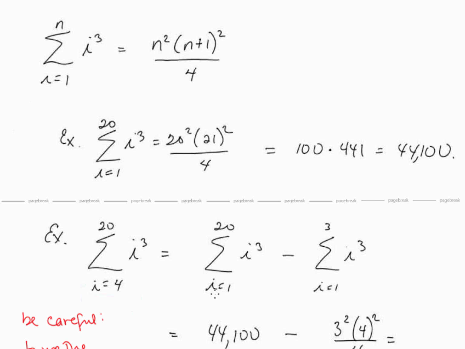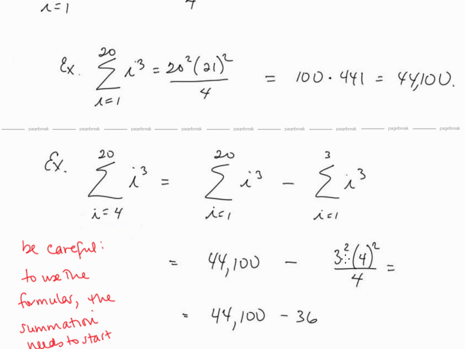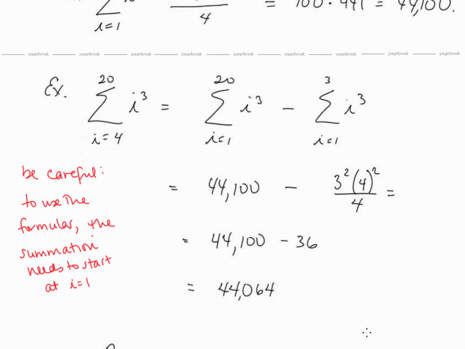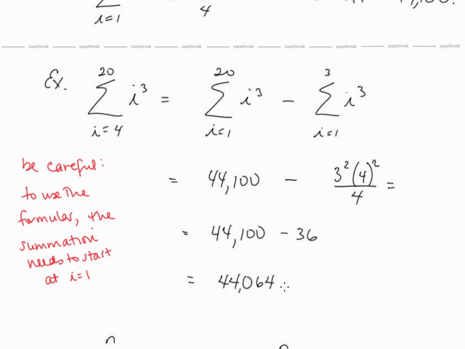And this way we can use the formula here with n equal to 20. We can use the formula here with n equal to 3, and then we can subtract. So we made this computation, i going from 1 to 20 of i to the third. We made that up here, that's 44,100. And here, i going from 1 to 3, again it's n squared times n plus 1 squared over 4. So here, n is equal to 3. This is 3 squared times 4 squared over 4. And so simplifying, we have 44,064. But again, just remember that to use these formulas, the summation needs to start at i equals 1. So sometimes we need to rewrite our summations in terms of summations that start with i equals 1.